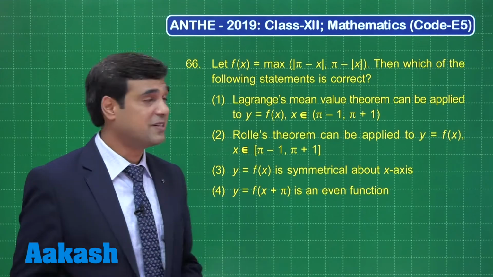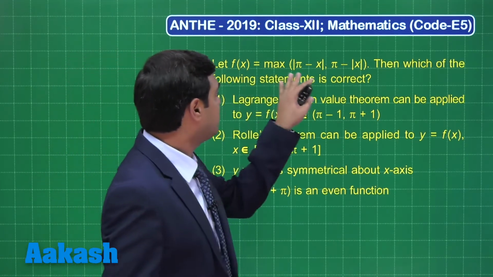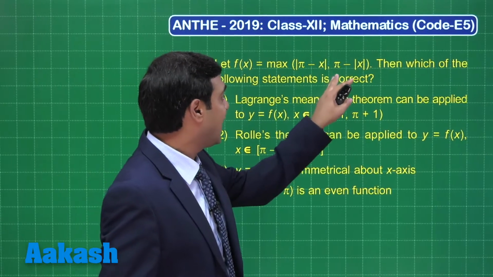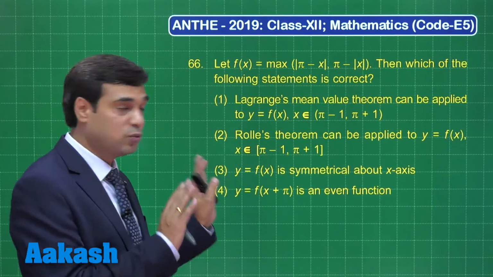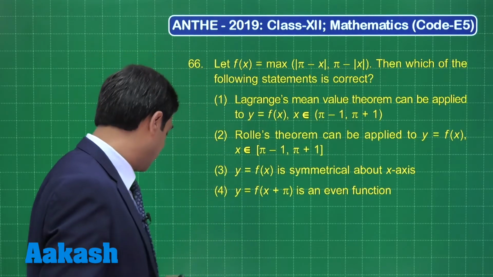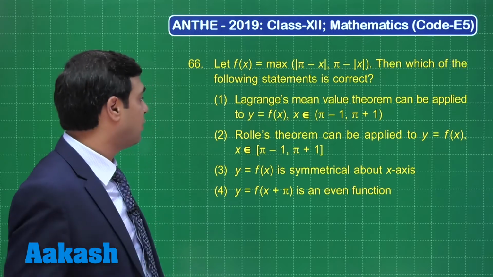Now let's take question number 66. Let f(x) be a function as the maximum of |π − x| or π − |x|, the maximum of the two functions. Then which of the following statements is correct? There are four statements given over here.